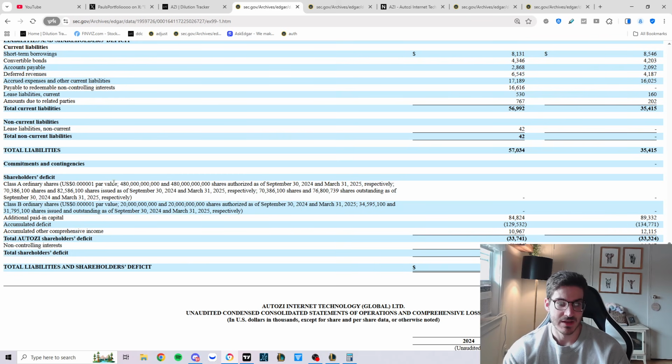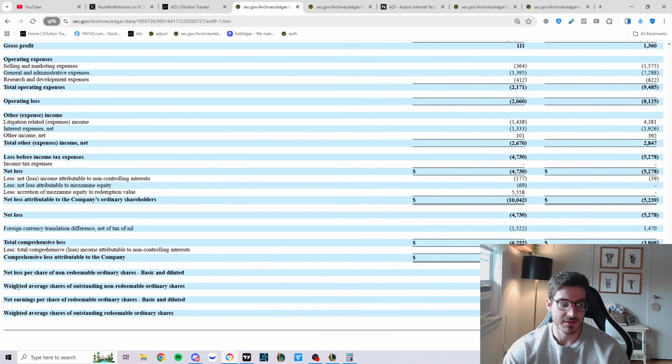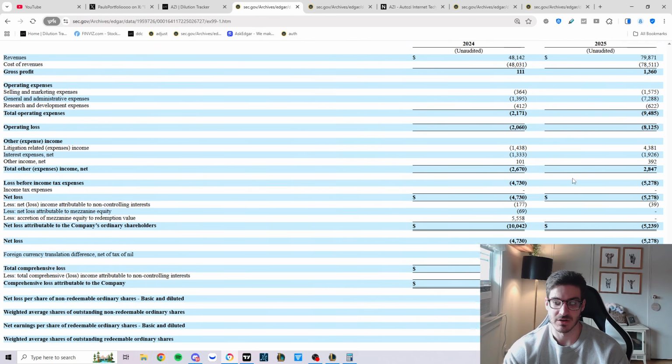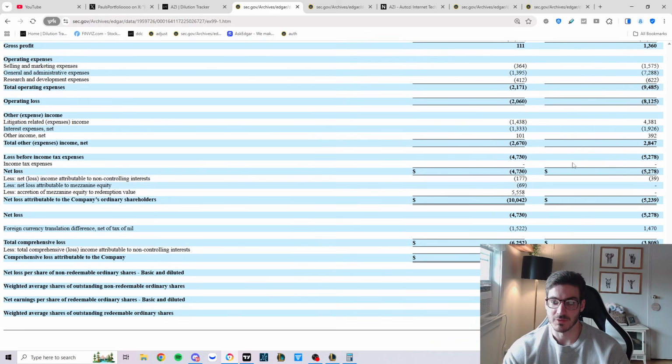You see ASI is 500 million shares authorized. If you scroll down to where it says weighted average of shares, you see from 2024 to 2025, 73 million, the new one, 106 million. So that means they diluted 30 million shares, which is why the stock kept dropping.